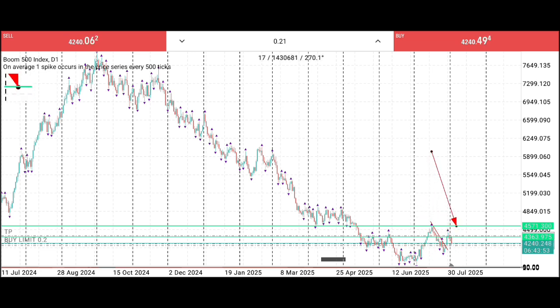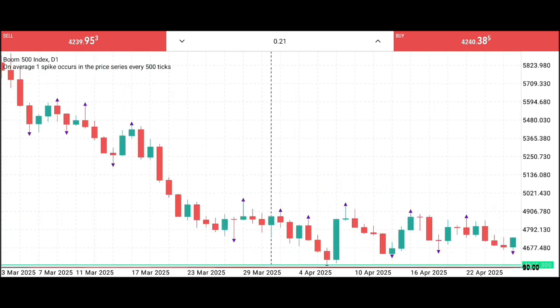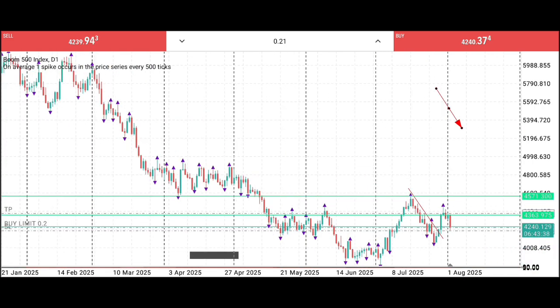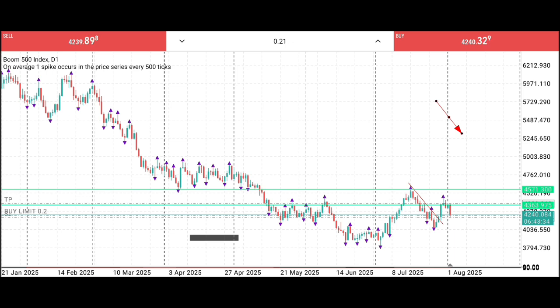I think I was explaining here how that low, the low before the high there, could be a retest to continue going higher.